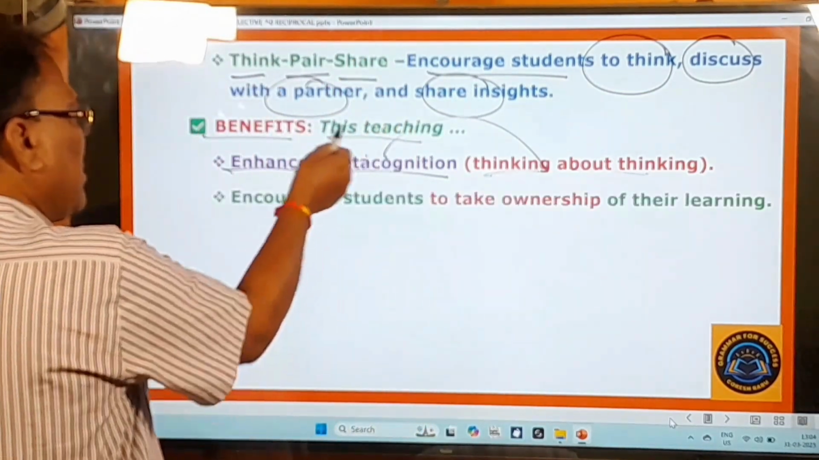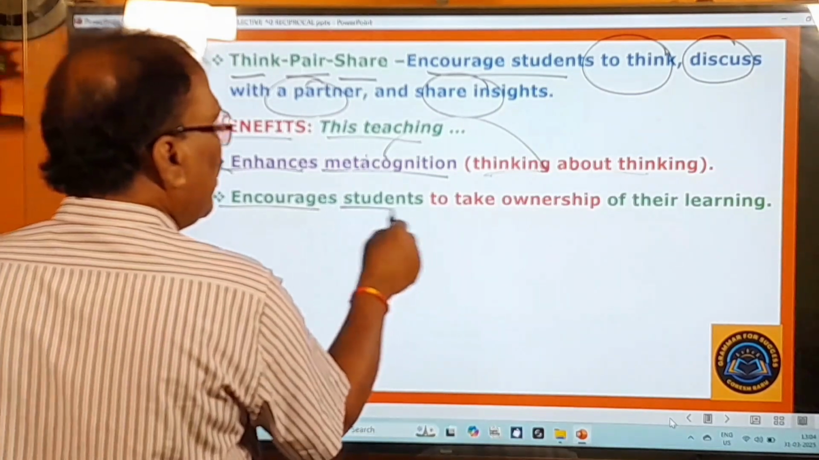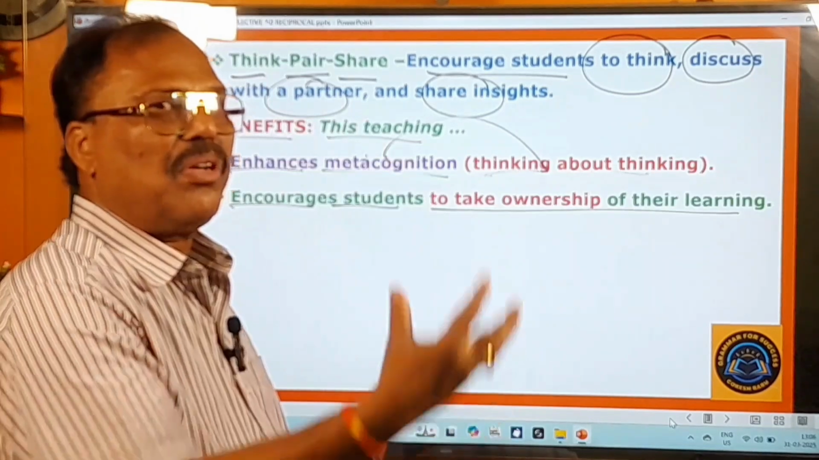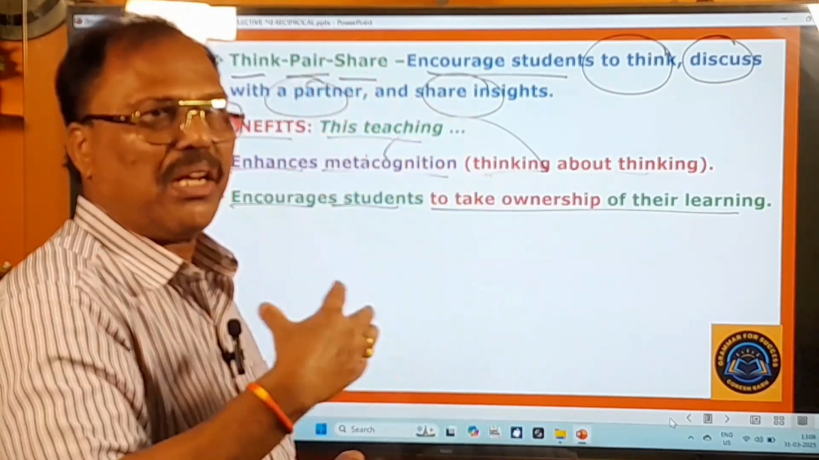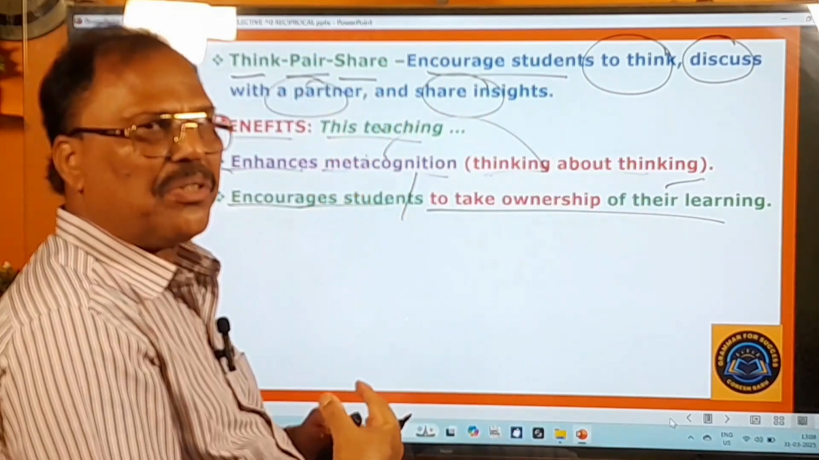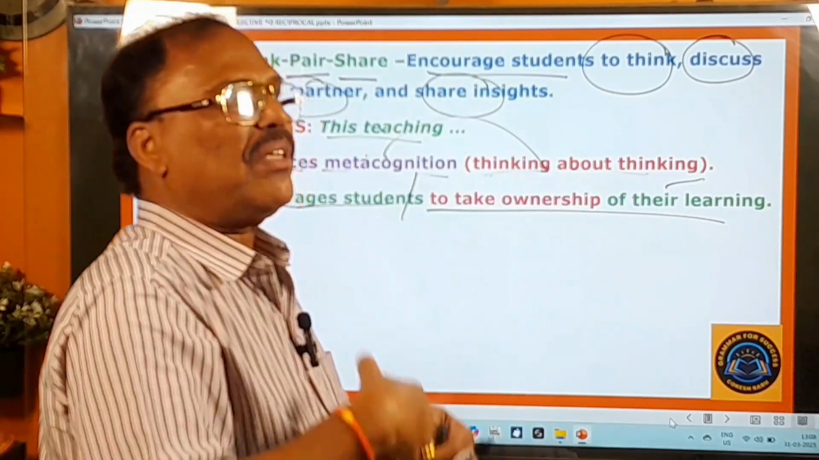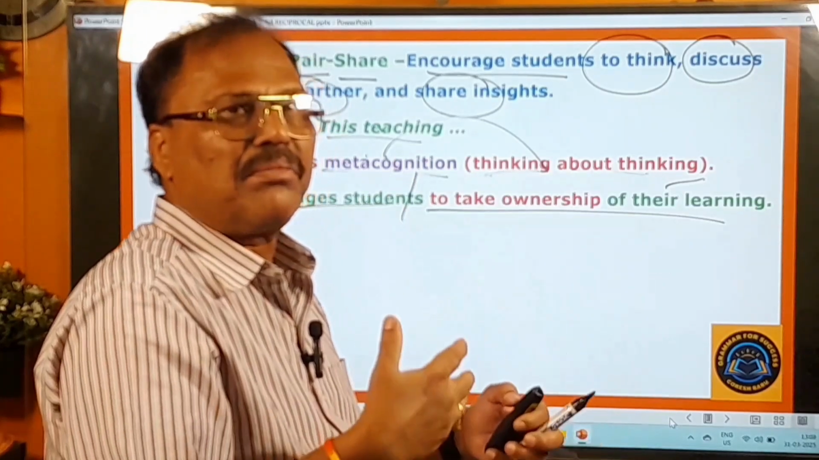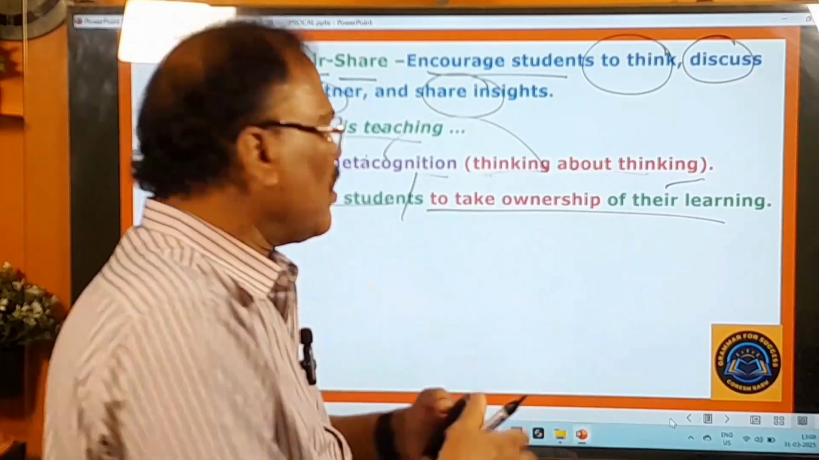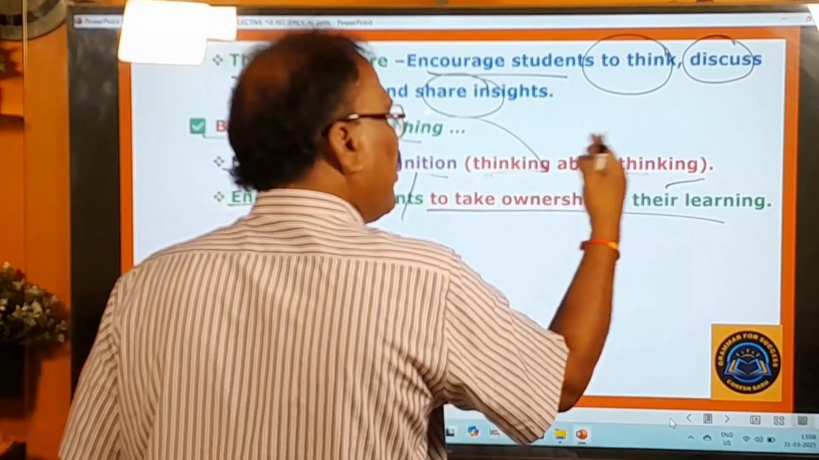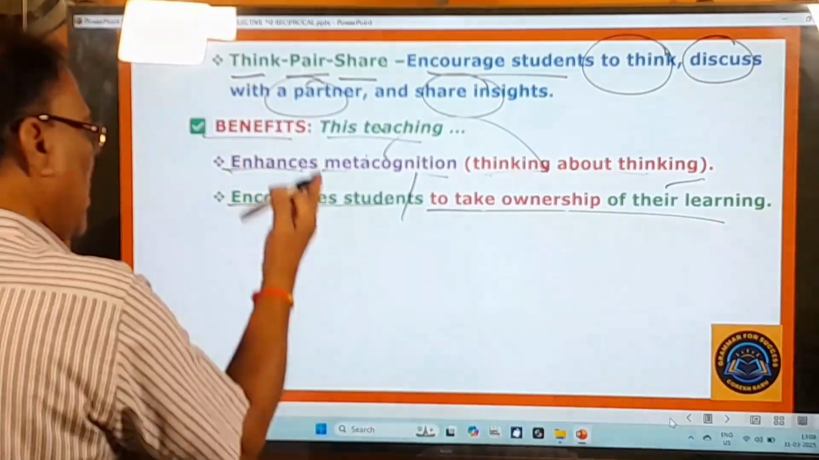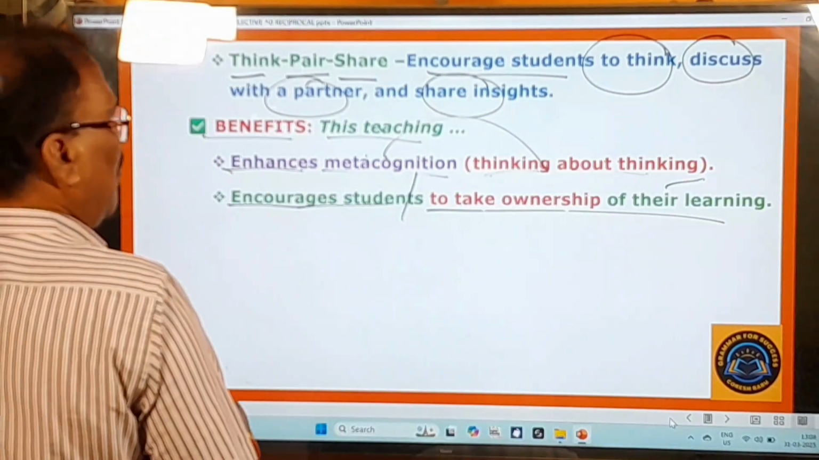The second advantage of this teaching is encourages students to take ownership of their own learning. Taking ownership of their learning means to learn whatever they wish to learn. This teaching encourages students to have learning autonomy. That means, learning freedom. Whatever they want to learn, they should learn. So they are at liberty to learn whatever they want to learn. So that is called taking ownership of their learning. That means you are responsible for your own learning. And this is the second advantage of this reflective teaching.